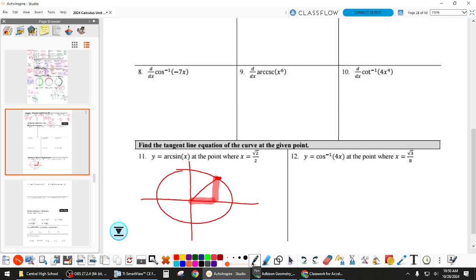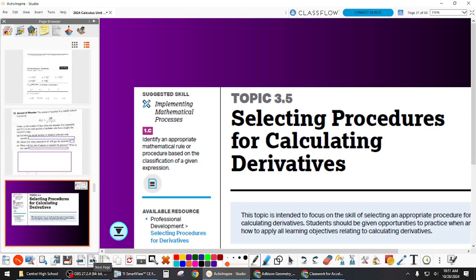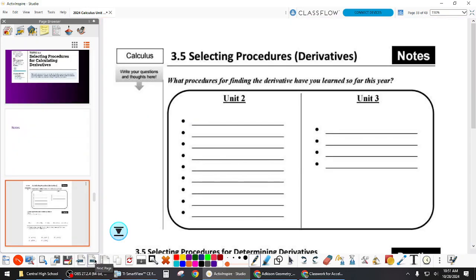And then, if you see something weird like this, you don't memorize the root 3 over 8. But when you plug it in to the slope, it will clean up. So something you know. Okay. So 3.5 is nothing new, so that's good. Why don't you flip in your packets to this?